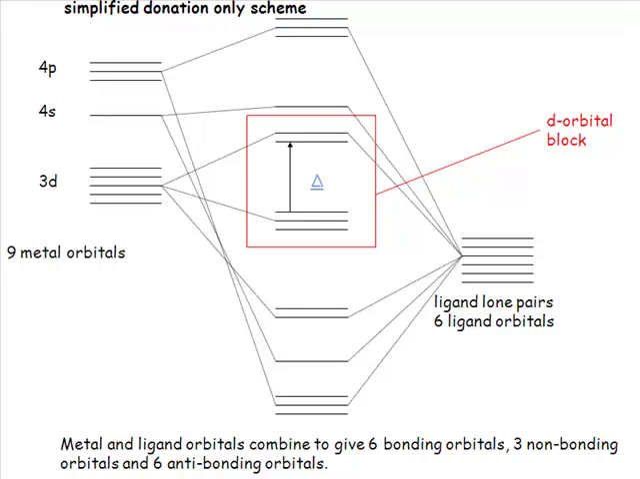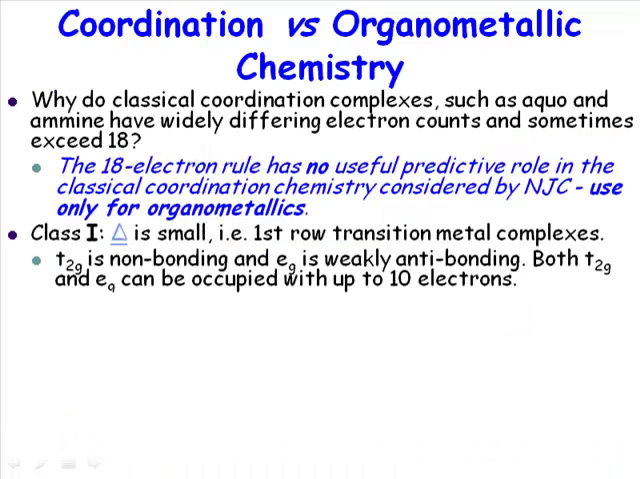And so at that point, it becomes favourable for us to fill up to this point. And when these are bonding, they drop down in energy, and this separation becomes much larger. So in organometallic chemistry, this separation is huge, and you're never going to fill the Eg orbitals, but it is favourable to fill all of the T2g orbitals. And that's what's special about organometallic chemistry as opposed to classical coordination chemistry.